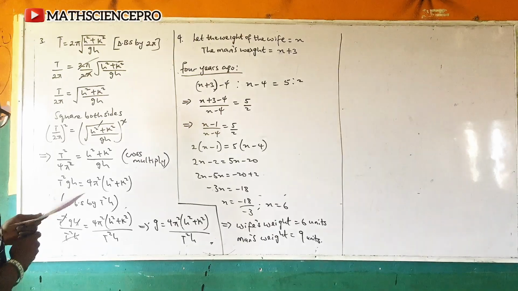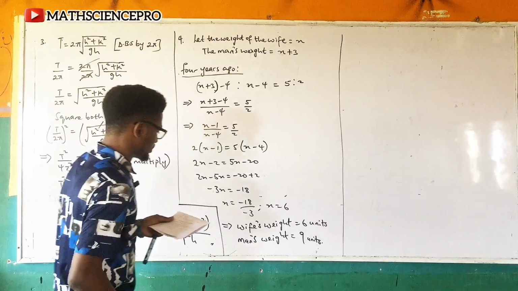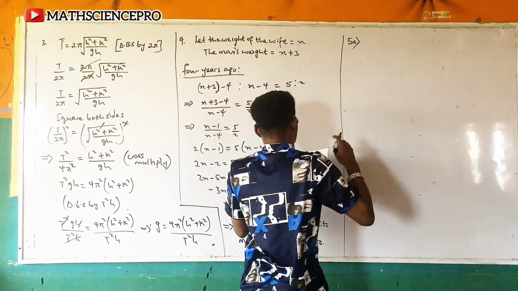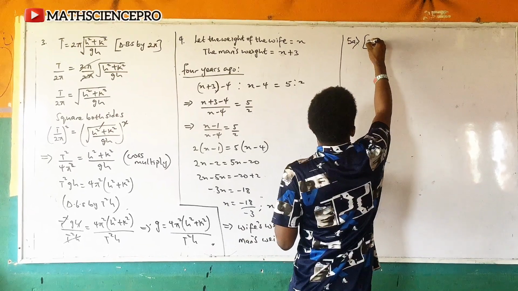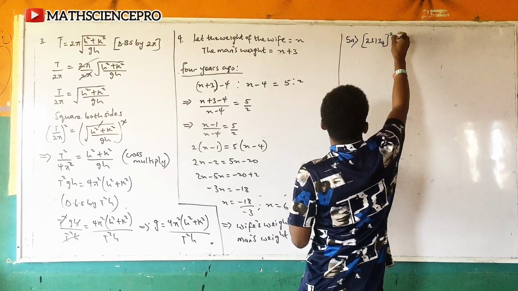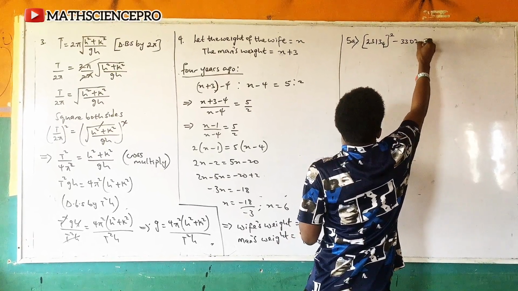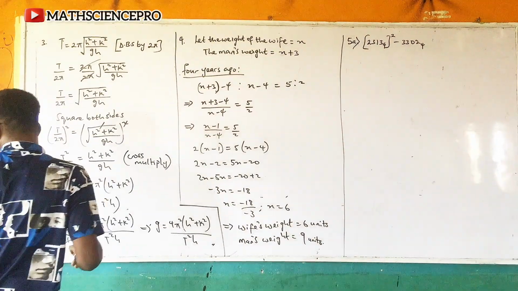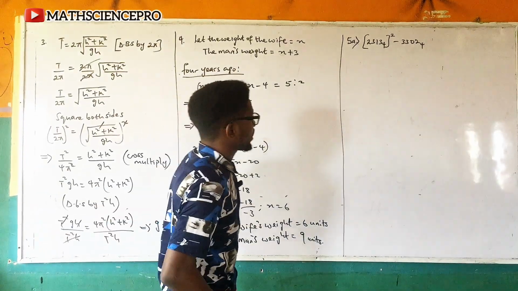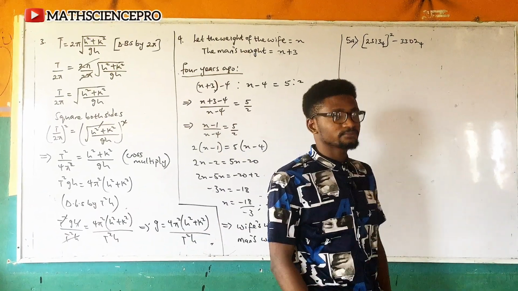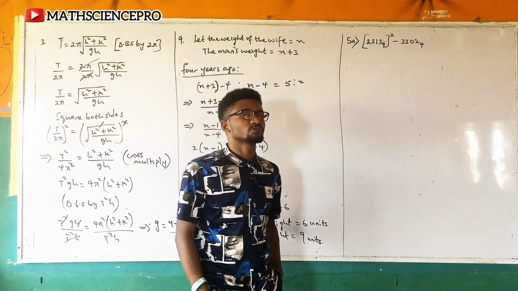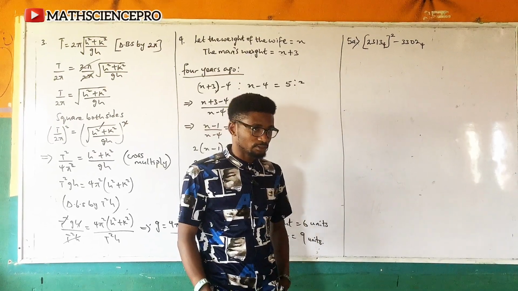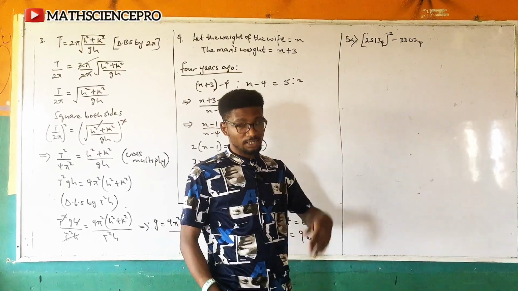All right, let's quickly move straight up to question 5. So question 5, the first part is 5a. Evaluate 2313 base 4 all squared minus 3302 base 4. So I want to evaluate this question 5. This is a number-base system, and your base 4 is quaternary. So base 1 is called unary, base 2 is called binary, base 3 is called ternary, base 4 is called quaternary, base 5 is called quinary, and the likes as it goes.